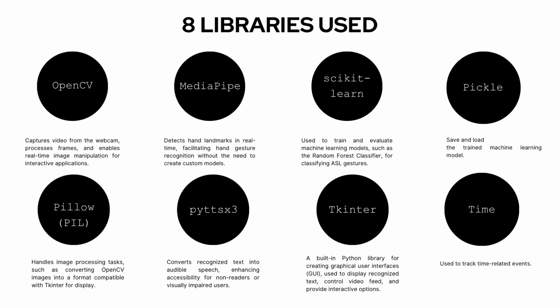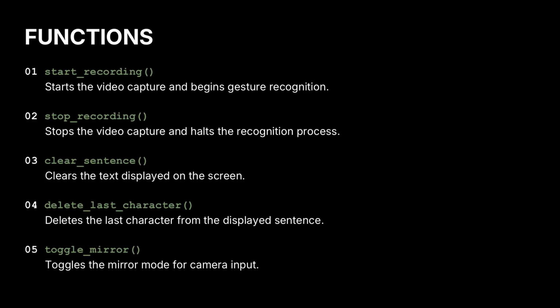For machine learning, we use scikit-learn to train a random forest classifier that can accurately classify hand gestures based on the landmarks detected by MediaPipe. To convert the recognized text into speech, we integrated a Python text-to-speech library that helps improve accessibility for non-readers or visually impaired users. We use tkinter for the graphical user interface, or GUI, which displays the recognized text and allows users to interact with the program. We also used Pillow for image processing, Pickle to save and load trained model, and Time to handle time-related events like gesture stability.